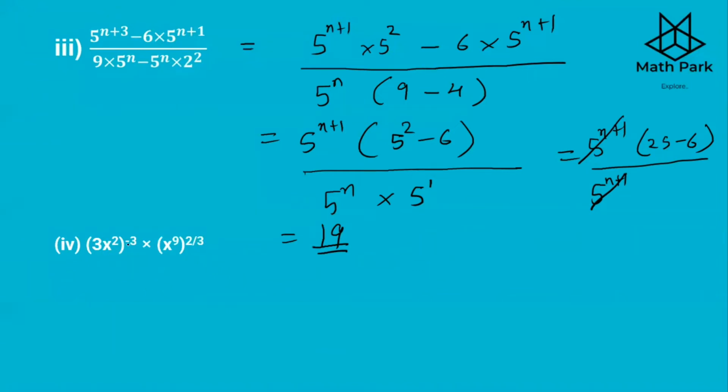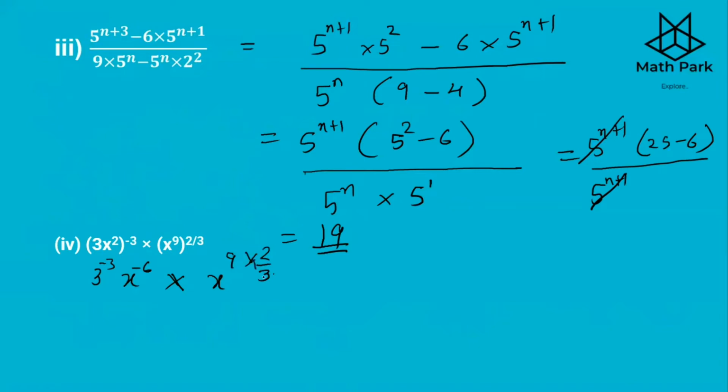This is 3x square raised to minus 3 into x raised to 9 raised to 2 by 3. Okay. Now, how can we simplify this? This is x square. So what we have to do is, 3 raised to minus 3 is also there, and x raised to 2 raised to minus 3 is also there. So we write here 3 raised to minus 3 into x raised to 2 into minus 3, which is minus 6, multiplied by x raised to 9. This is x multiplied by x raised to 9 into 2 by 3.